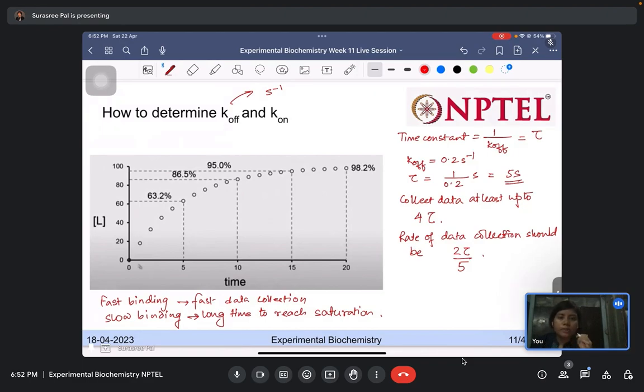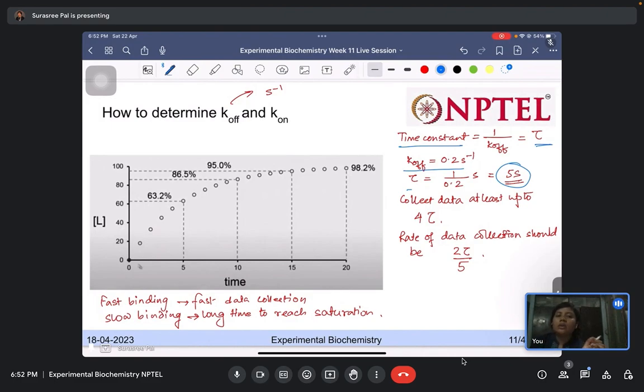For that, what we do is we take another constant, which is the time constant, which is tau, which is nothing but 1 by k off. So it is the reciprocal of k off. Now suppose k off equals 0.2 per second, then tau will be 1 by 0.2, which is 5 seconds, right? So why do we calculate this time constant? So that we can have an idea of how long we have to run the experiment.